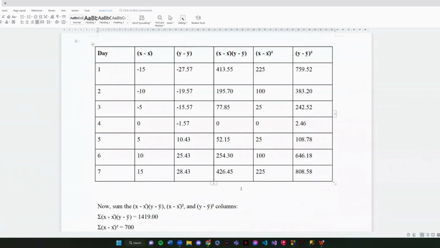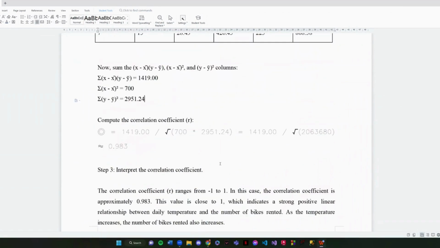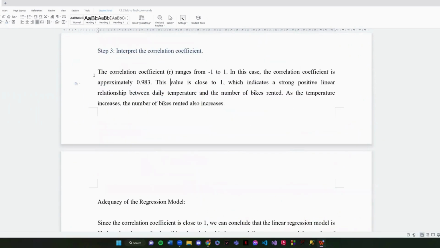Now, we have 2951.24, and then we get, using the formula, 0.983. And then step 3 is to interpret the correlation coefficient.